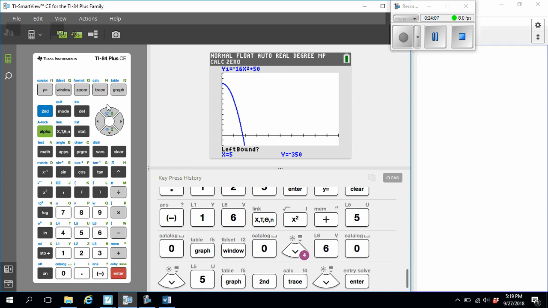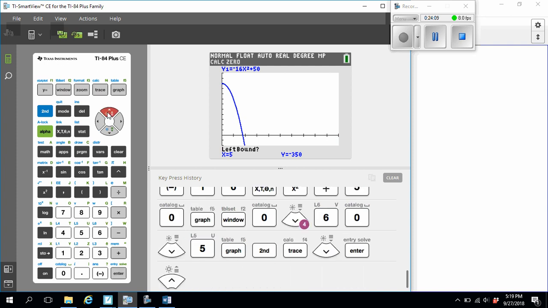Okay, so what I need to do is move my cursor. Now notice where my y is, that's why you can't see the cursor, so I'm going to make sure I can get it. And basically you just want to keep using the right or left hand arrows until you see it. Oh, there it is, it's blinking. But remember, we need it somewhere above the x-axis. So this is our left bound, I'm going to press enter.